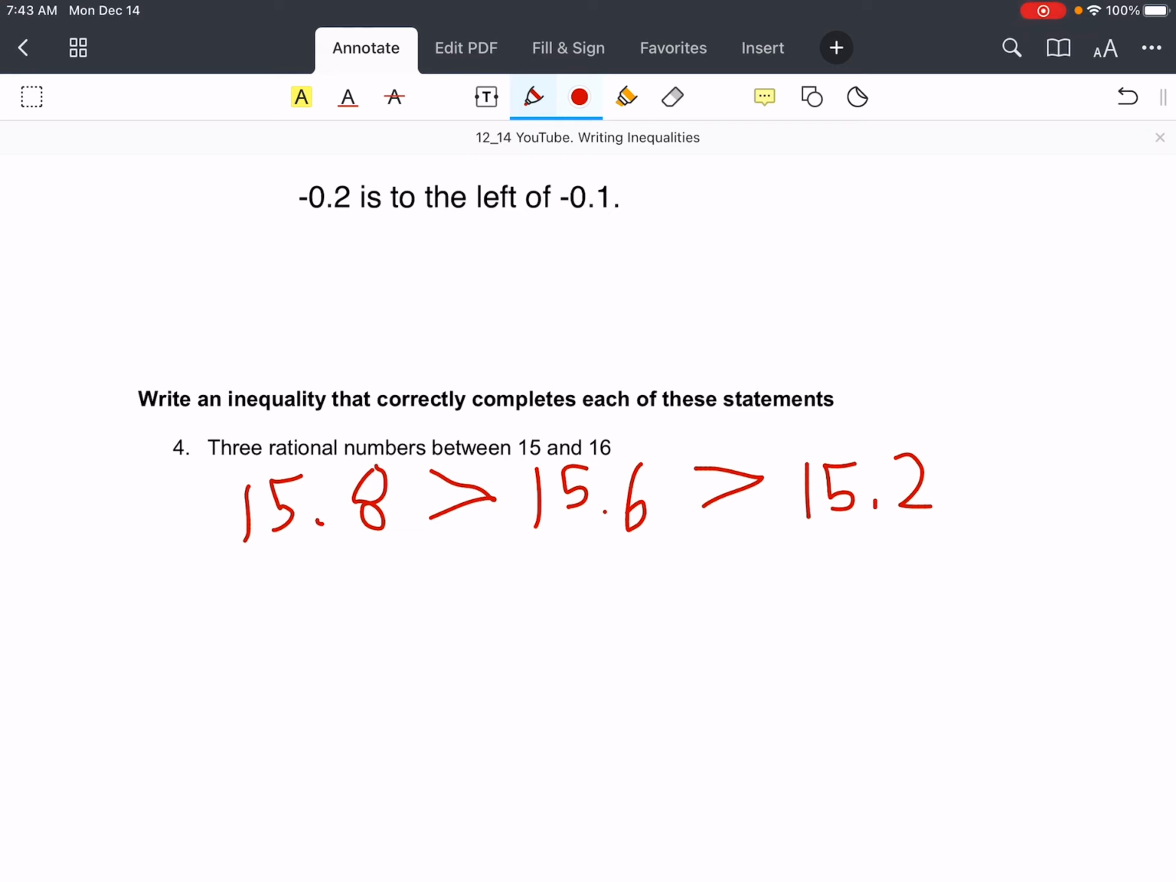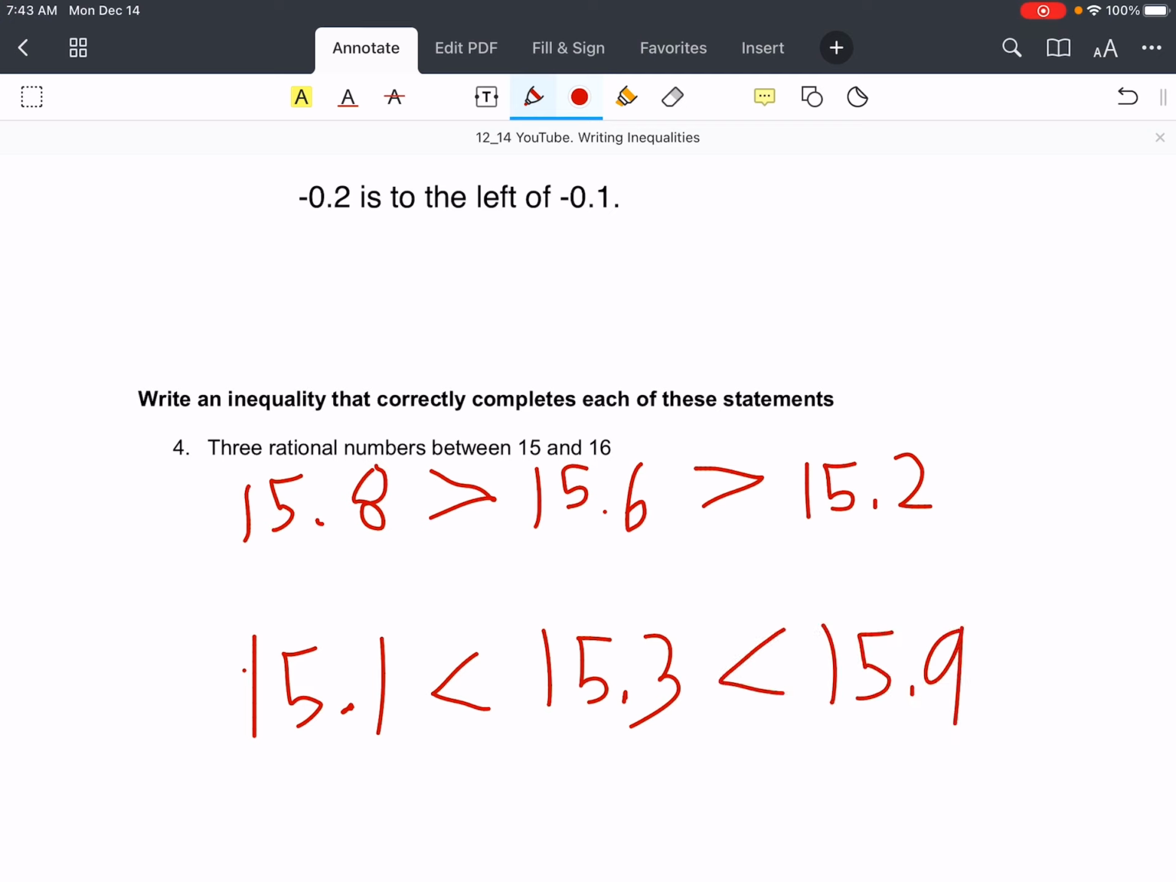If I wanted to go less than, that would be just as easy. I could say 15.1 is less than 15.3, which is less than 15.9. Either one of those would be perfectly acceptable, and all of those numbers are between 15 and 16.